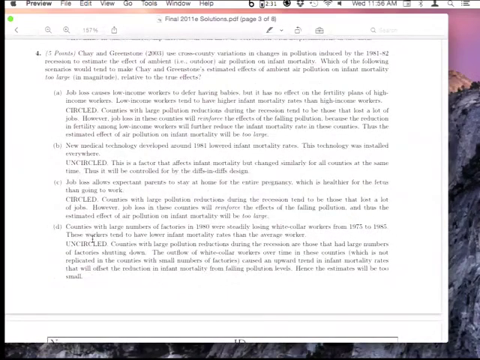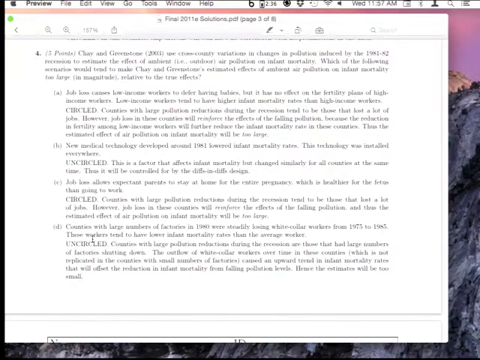Then the fourth part says counties with large numbers of factories in 1980 were steadily losing white-collar jobs from 1975 to 1985, and these workers tend to have lower infant mortality rates than the average worker. So this is something that will cause a bias, but it turns out that the bias goes in the opposite direction from the way in which the question is concerned, right?